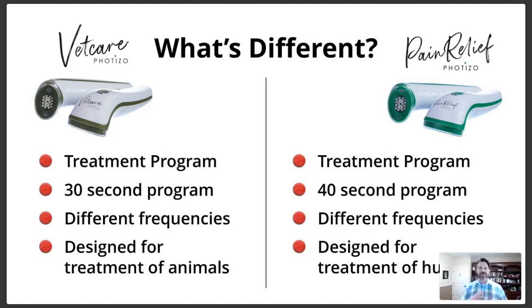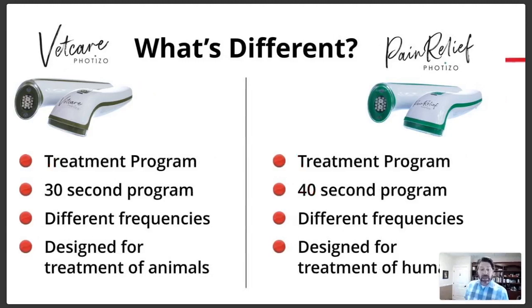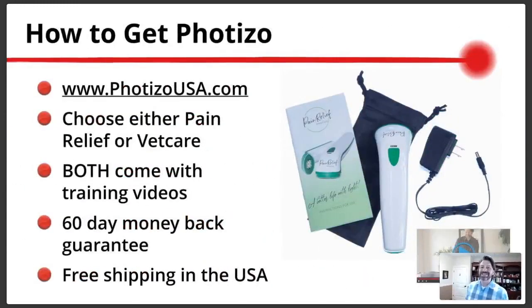And the vet care has frequencies specific for animals, and the human one has frequencies specific for humans. When you hit the button and turn it on, it runs through a program of specific frequencies to have specific effects. When it finishes the program, it turns off. That's all been built in so that it gives the correct dose and runs the entire frequency program. 30 seconds for animals, 40 seconds for humans, because they run different programs. It's technically 31 seconds and 41 seconds, I should tell you, but 30 and 40 is easier to remember.